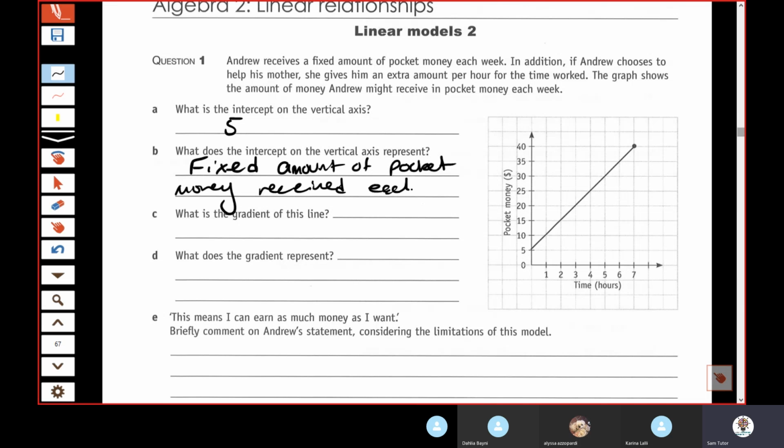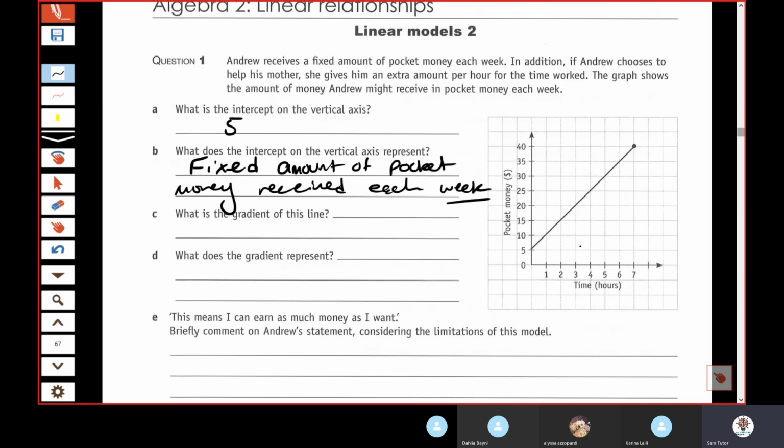Received each week. You understand that by now? You don't work anything, you get $5. What is the gradient of this line? Okay, well, again, to find gradient, what do we have to use?